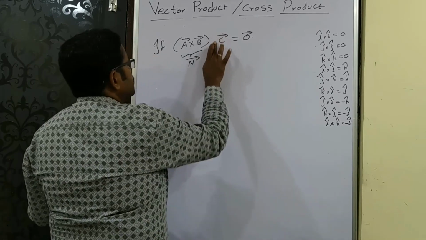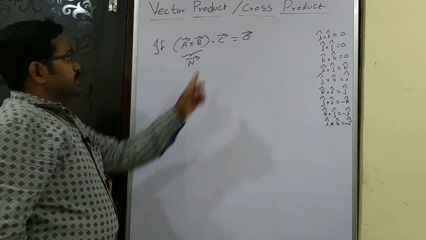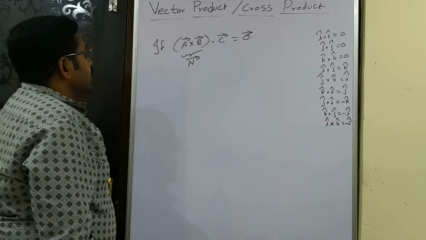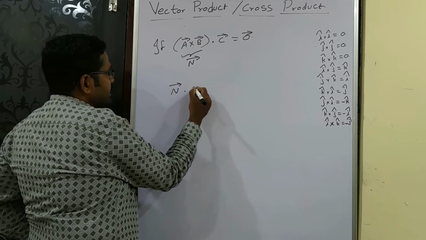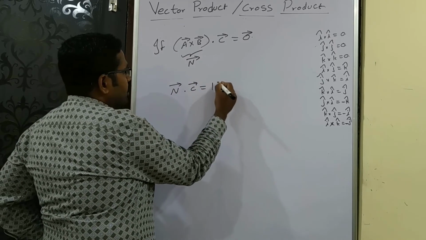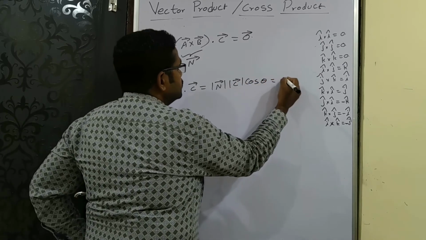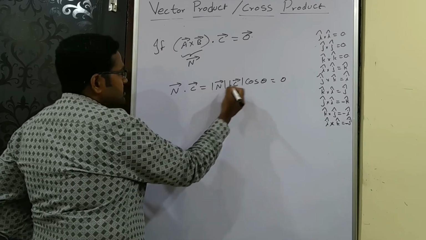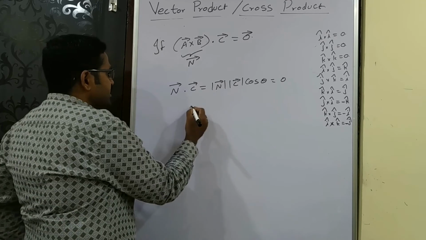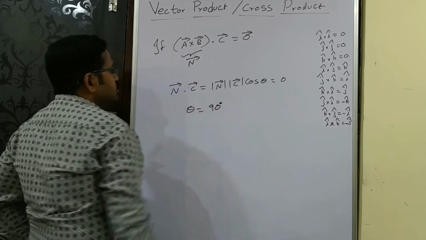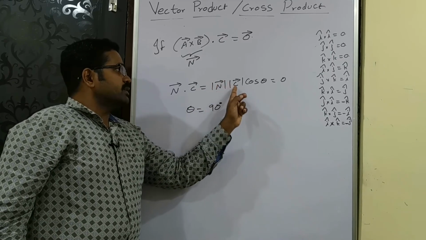Now it is a dot product. Here if I write a dot, if this is 0, and this is n cap, vector n, then vector n dot vector C is equal to mod of vector n, mod of vector C, cos theta, which is equal to 0. Then this is not 0, this is not 0, so cos theta is equal to 0. When is cos theta equal to 0? When theta is equal to 90 degrees. So vector n is perpendicular to vector C.